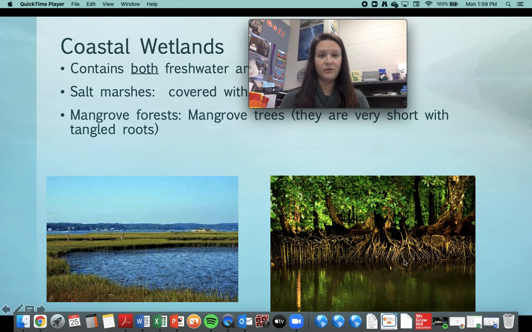You will see mangrove forests in the United States, primarily Florida. That's where a lot of them are.